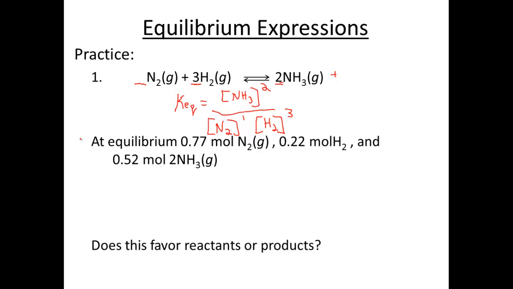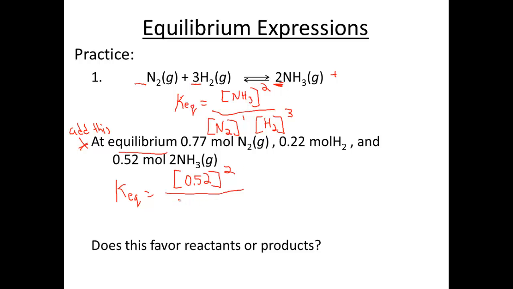Now, if we're given this information, so we can plug this in. So using this equation up above, KEQ, if we're given at equilibrium 0.77 moles of nitrogen, 0.2 moles of hydrogen, and 0.52 moles of ammonia, to plug those in, we would have up top our concentration of ammonia would be 0.52 to the second power. Remember, again, that comes from the balanced chemical equation.